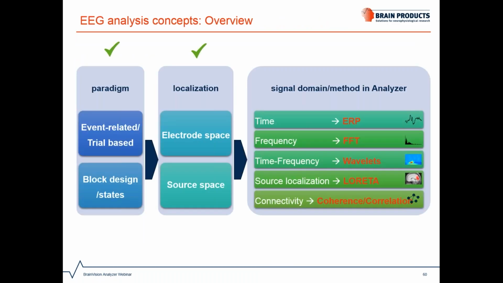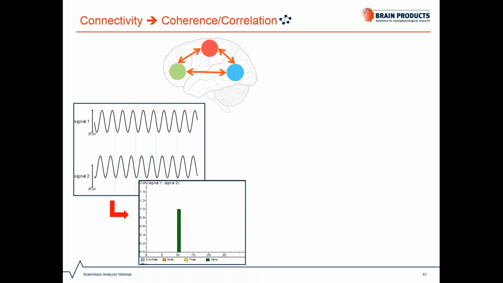As a last method, let me introduce the concept of connectivity analysis in Analyzer 2. Currently, coherence and measures of correlation can be used. The concept of analyzing brain connectivity is all about not looking at signals at each individual location, but at dependencies between locations. In brain connectivity, you will find three different modalities. First, structural connectivity looks at the physical connections between locations. This cannot be done by EEG, obviously.